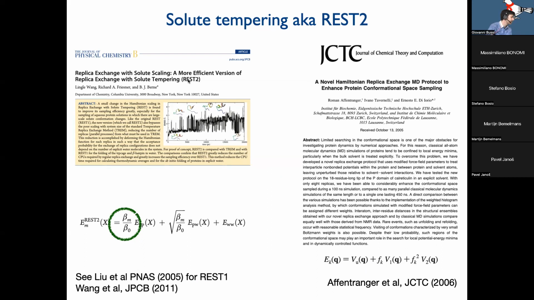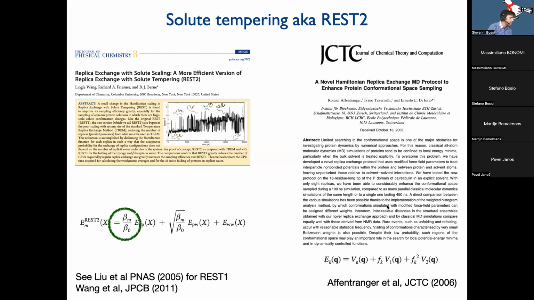So this is the paper describing REST2. The idea in this paper is to leave water-water interactions unscaled, so at the reference temperature. Protein-protein interactions are scaled down by a factor that corresponds to how much you want to increase their effective temperature. And this is the crucial part: protein-water interactions are scaled by a factor which is the square root of this factor here. And we will see why this square root factor is not just optimal, but also extremely practical.